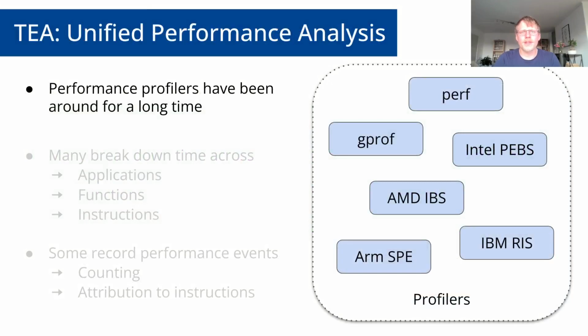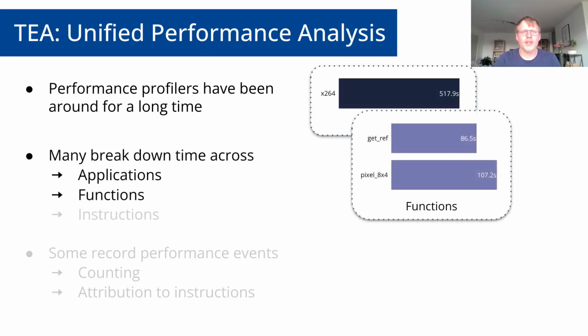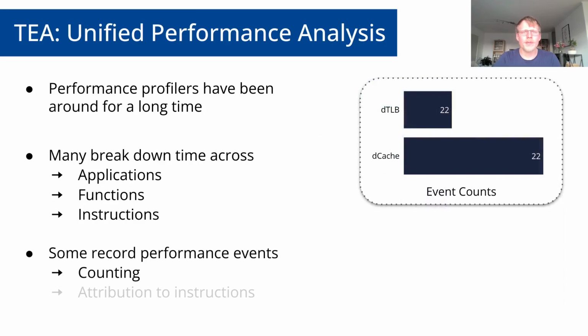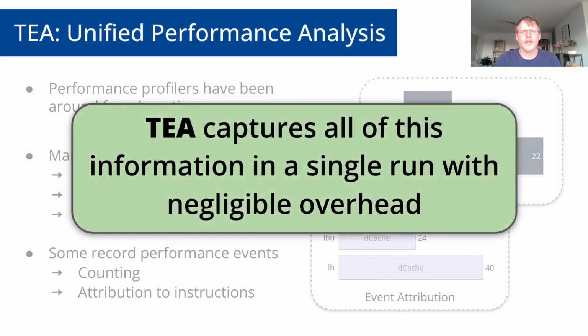Performance profilers such as Perf, Intel PEBS or AMD IBS have been around for a long time. Most performance profilers break down the execution time across applications and their functions. Many can even break it down onto instructions. Some performance profilers can record performance events to count them during the execution of an application, or attribute performance events to the executing instructions that are causing them. TEA is able to capture all of this information in a single run with negligible overhead.